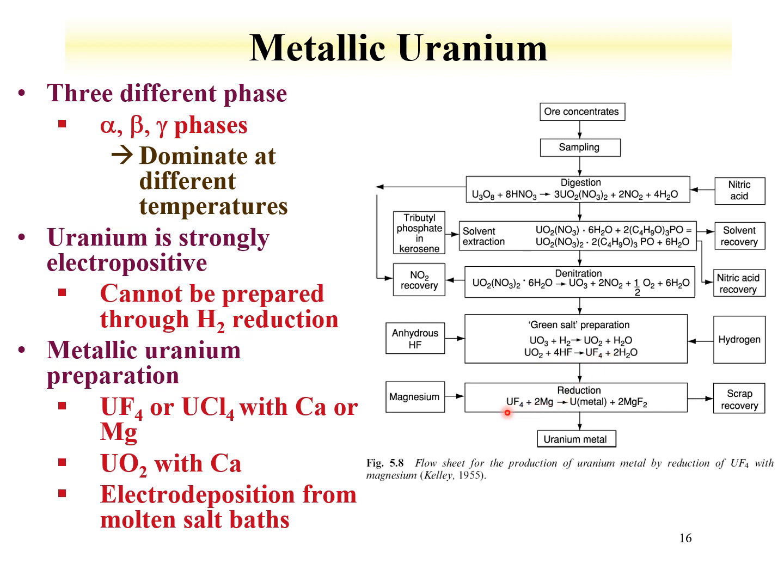We take those fluorides and treat them with magnesium metal. A divalent metal or even a monovalent metal would be sufficient to reduce uranium from the +4 to the metal state. So this preparation can be done with uranium tetrafluoride or tetrachloride with calcium or magnesium. You can also use UO2 with calcium, or you can do electrodeposition from molten salt baths.